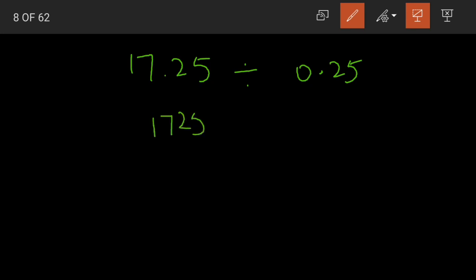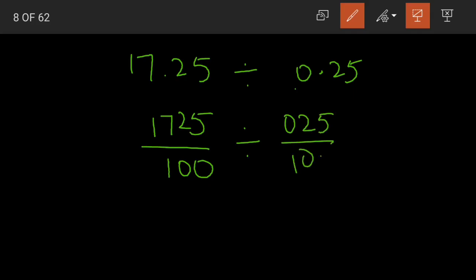17.25 can be written as 1725 divided by 100, then divided by 0.25, which can be written as 25 by 100. We have converted them into fractions. See, we are having 2 decimal places, so in the denominator we are having 2 zeros. Now we are having 2 fractions which are to be divided, children. We've already learnt about the division of fractions, right?